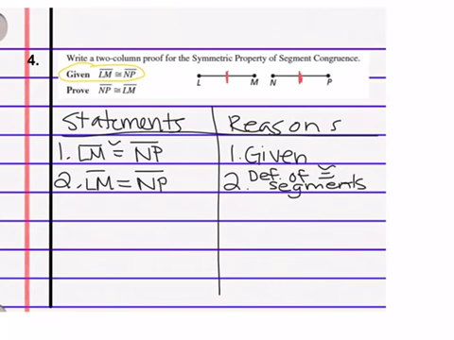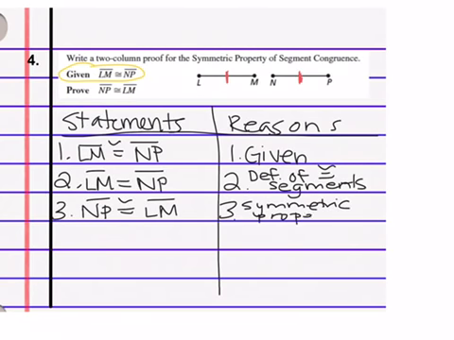All right, then for line 3, I'm going to say that NP is congruent to line segment LM. So I'm flipping the order. What allows me to do that? The symmetric property. I'm going to say that they are equal. All right, so I'm going to erase this, that they are equal. The symmetric property allows me to change the order. So if in line 2, I knew that LM equals NP, I can use the symmetric property to flip the order.